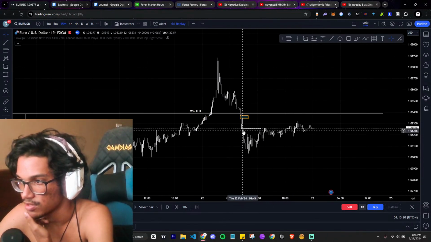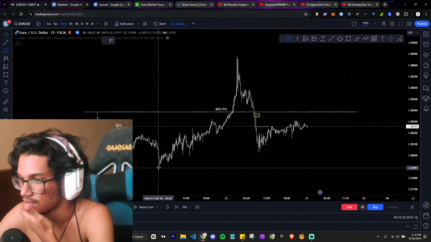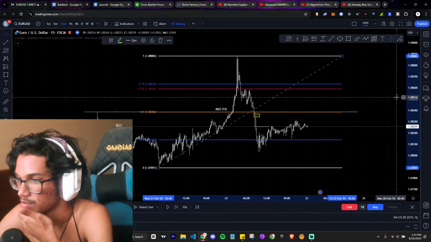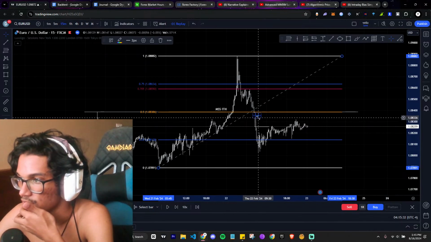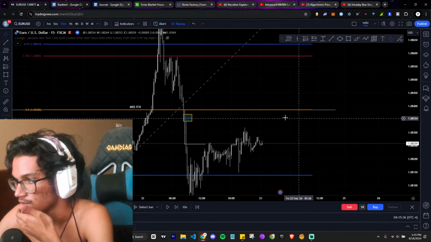The stop loss is right below, unless we're targeting these. Even in that case, I think we're already in premium. Pretty sure. Yeah, we're in premium. Even this fair value gap is in premium. It doesn't make sense. But let's just see. I just want to see how this plays out.